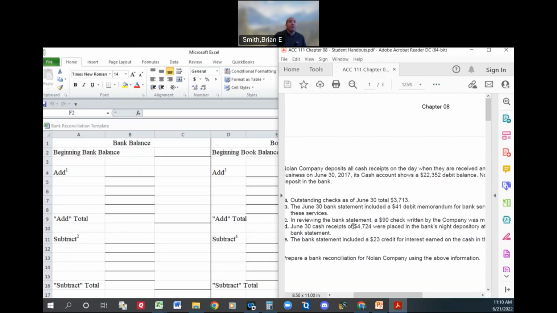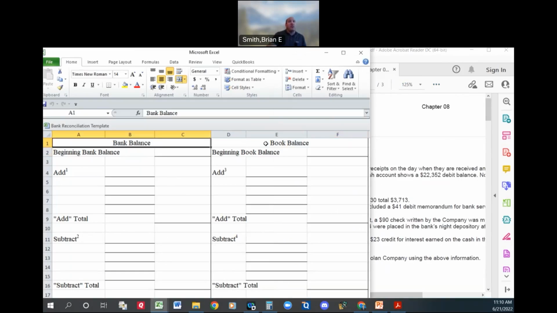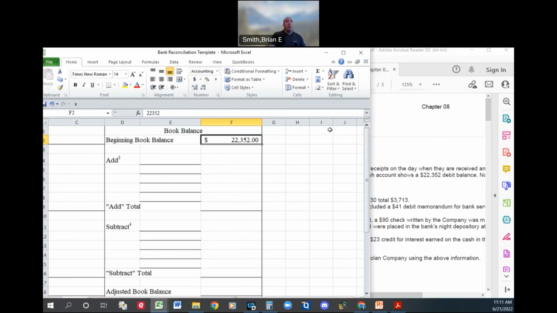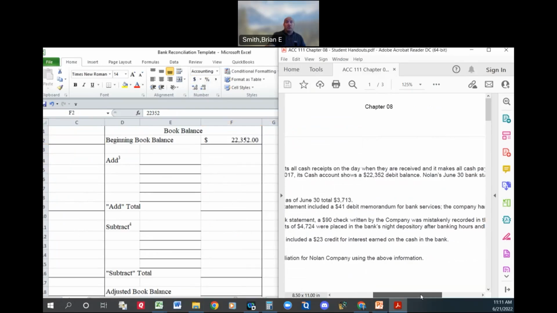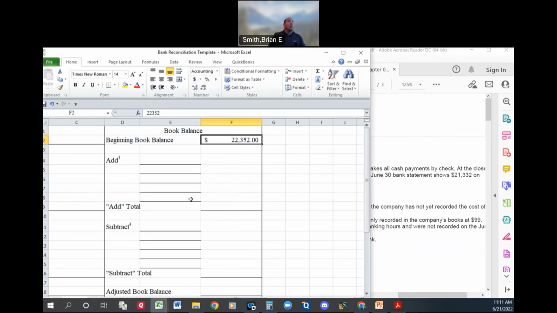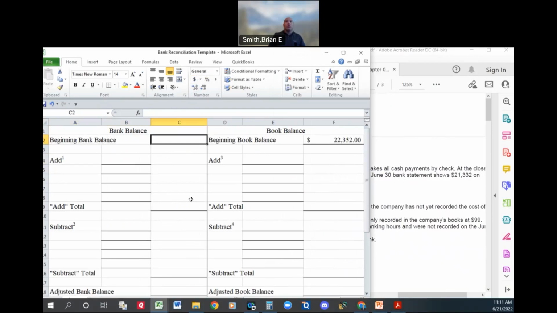All right. So first off, we're going to show our book balance. This is the bank side, this is the book side, and our book side says we have $22,352. I didn't format this, so if you want to make it look pretty, please, by all means, make it look pretty. And then Nolan's June bank statement balance shows $21,332.